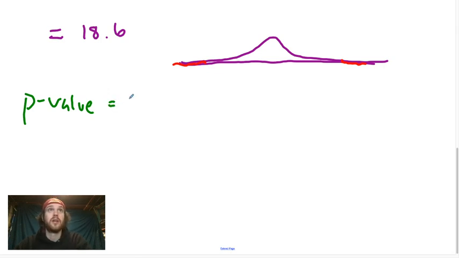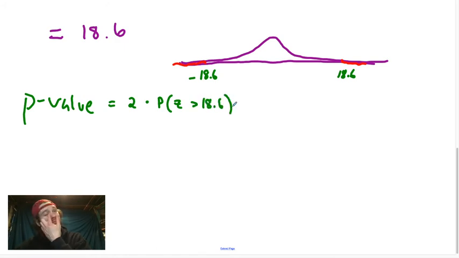The p-value is equal to 2 times, right, because you have both sides. You have to calculate the area under the curve to the right and to the left. We're talking about going out 18.6 standard deviations on the standard normal curve or further in either direction. So 2 times the probability that Z, which is symmetric, is greater than 18.6. We know the answer is going to be less than our significance level already, so it is equal to 2 times, and then we'll use normal CDF.